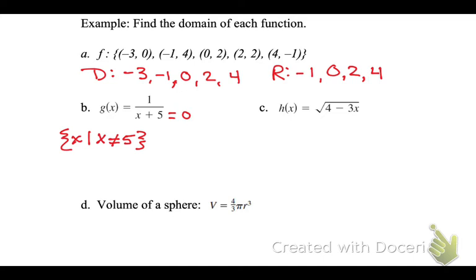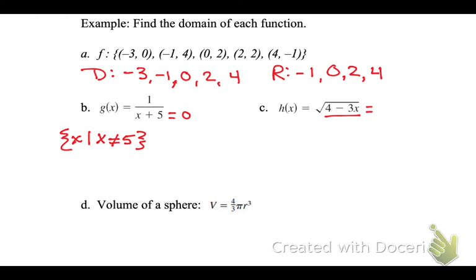Okay, so now h of x equals the square root of 4 minus 3x. I said x minus 3x, didn't I? Okay. What can't I take the even root of? What kind of a number? Negative. You're thinking odd root. Okay, I can't take the even root of a negative number. So I have to set my radicand, the stuff underneath, equal to what? 0. Both of them you set equal to 0, right?